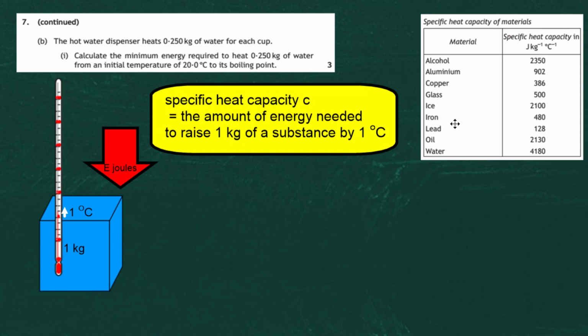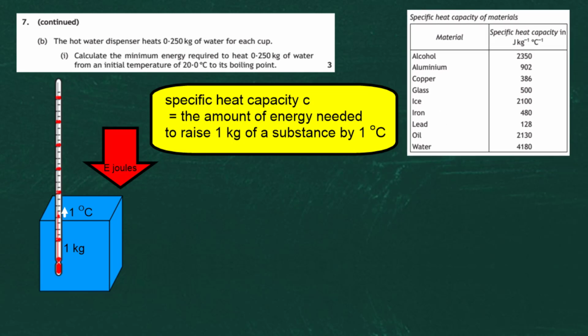And it's usually given in the table here. Since we're dealing with water, you can see that water down there is 4180 joules of energy needed to raise 1 kilogram of water by 1 degree Celsius. So if we know the mass which we're heating up, and we know the temperature change, then we can work out the energy supplied. And we can get that from the equation which we've always used, and that is Eh equals c m delta T, where c is the specific heat capacity, the amount of energy needed to raise 1 kilogram of a substance by 1 degree Celsius.